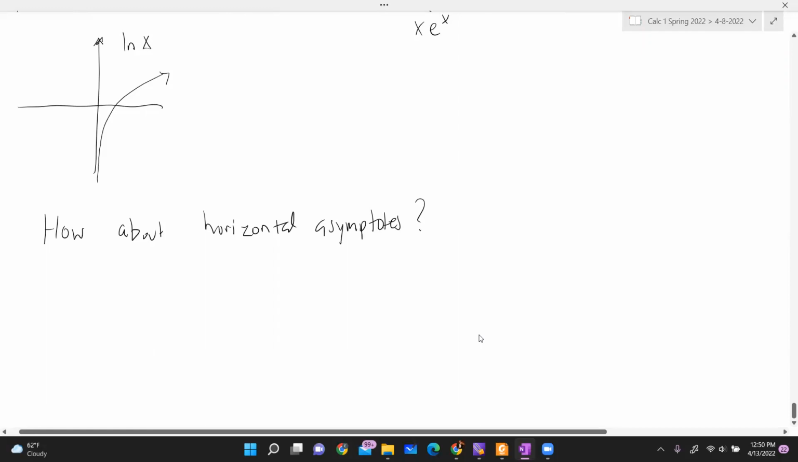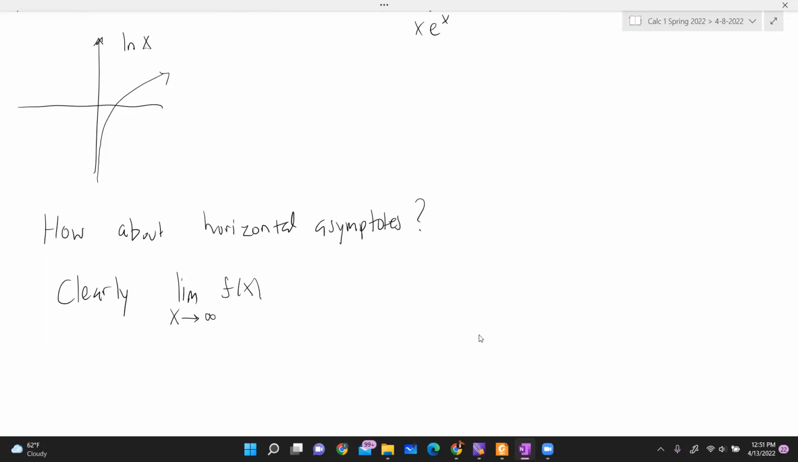Now, clearly the limit of f of x as x goes to infinity, which is the same thing as the limit of x times e to the x, because this is by definition f of x, is obviously going to be infinity. This is the part that's clear, because x and e to the x each individually go to infinity as x goes to infinity. So their product is going to go to infinity.